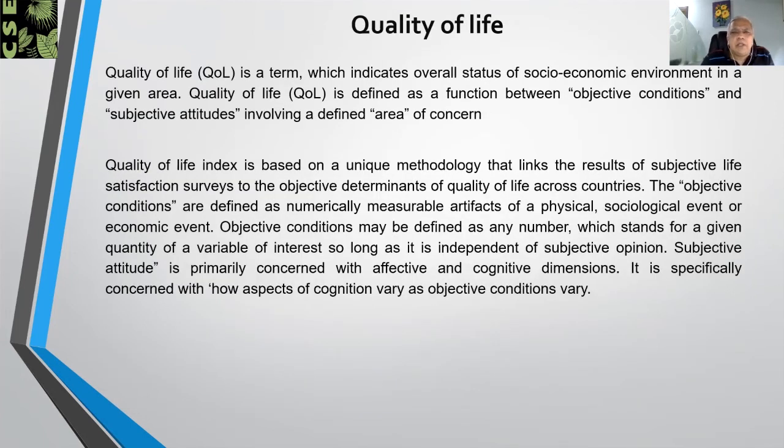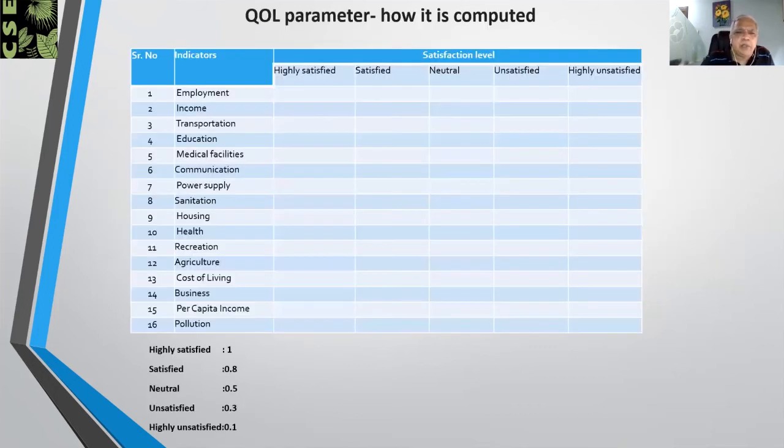Then quality of life is a term which has been used very much recently for determining how satisfied are the people with respect to the infrastructure and other facilities in the vicinity. This quality of life is computed based upon surveys of individuals, and where we use 16 different types of indicators.